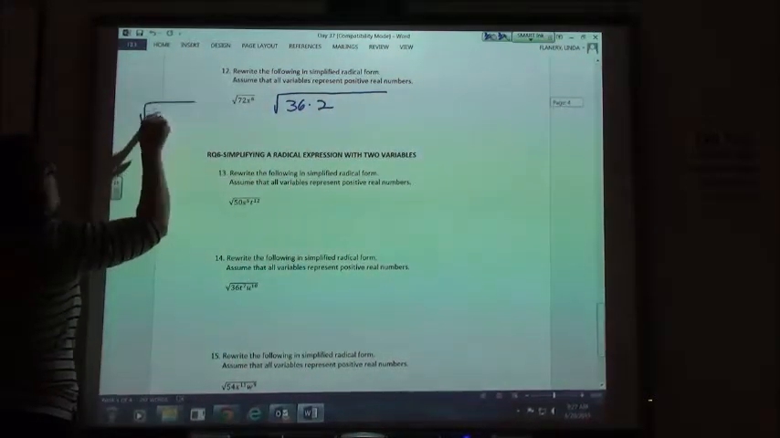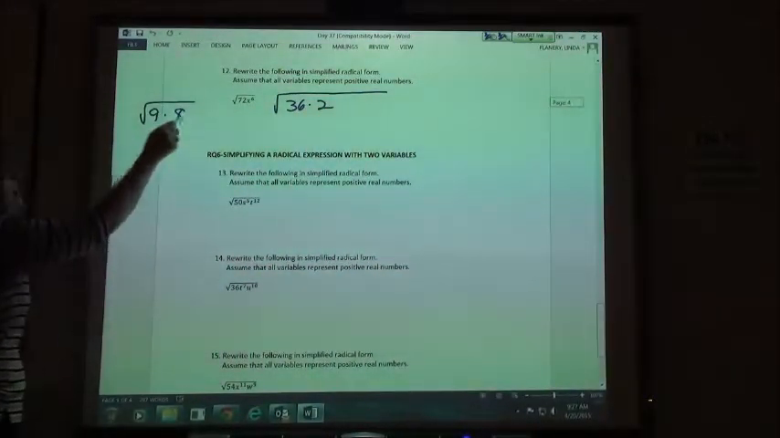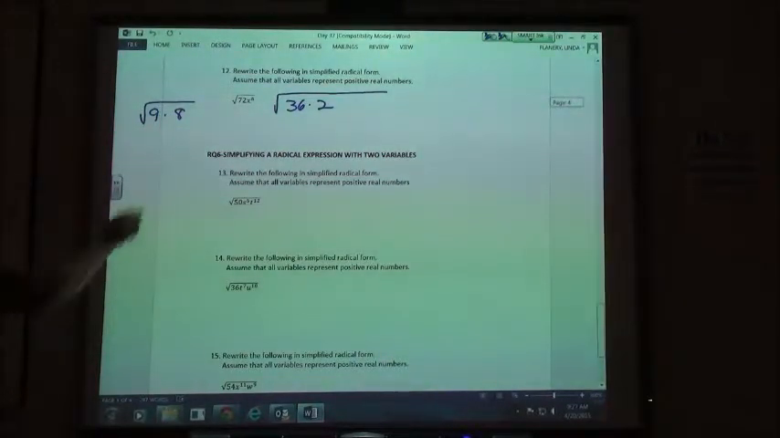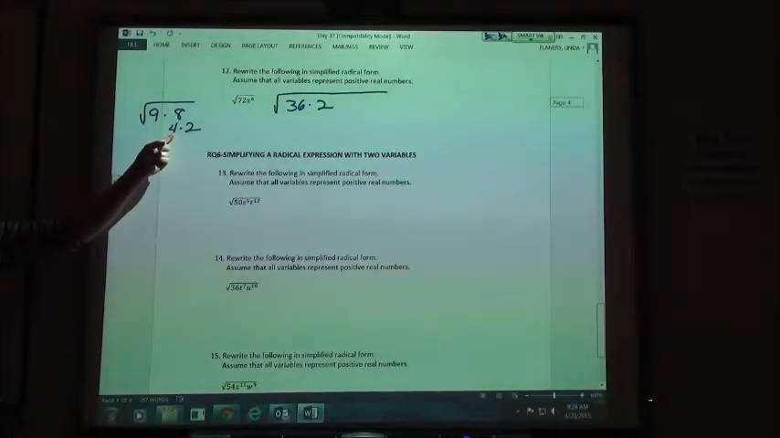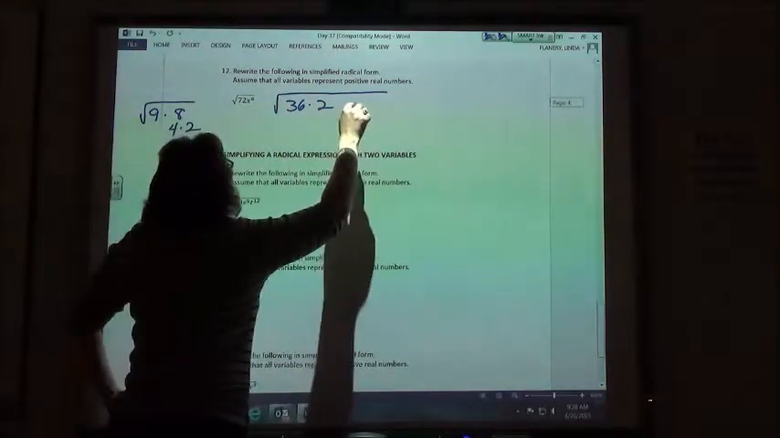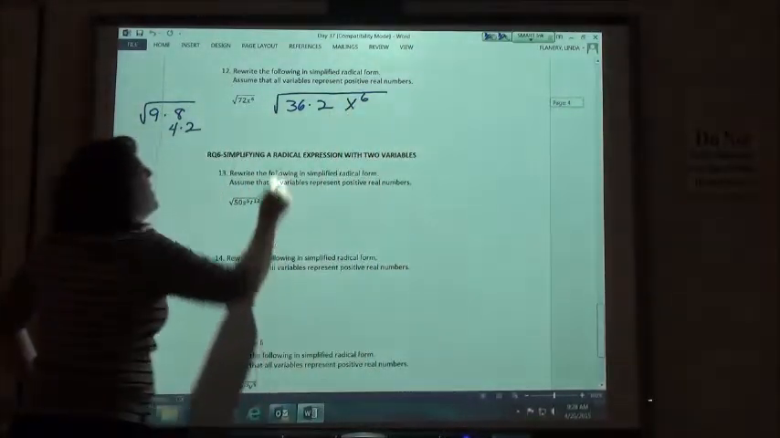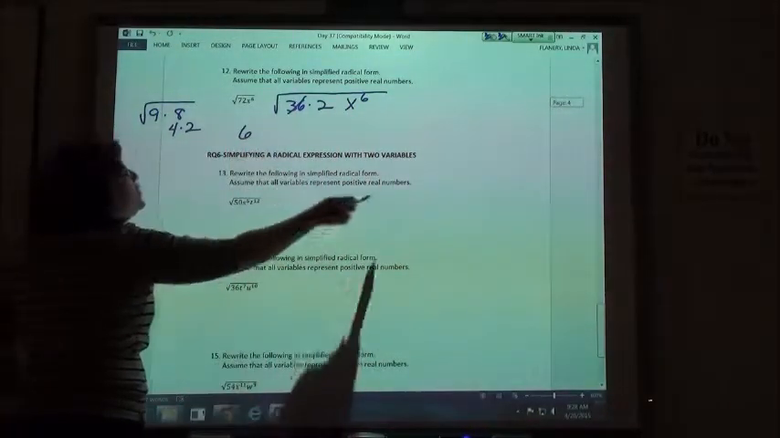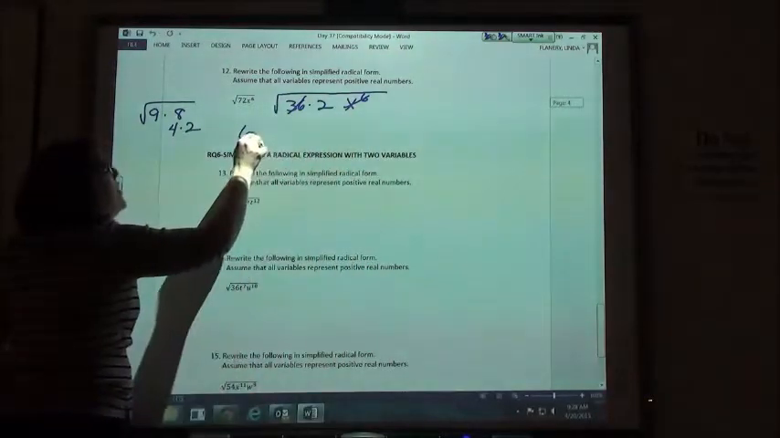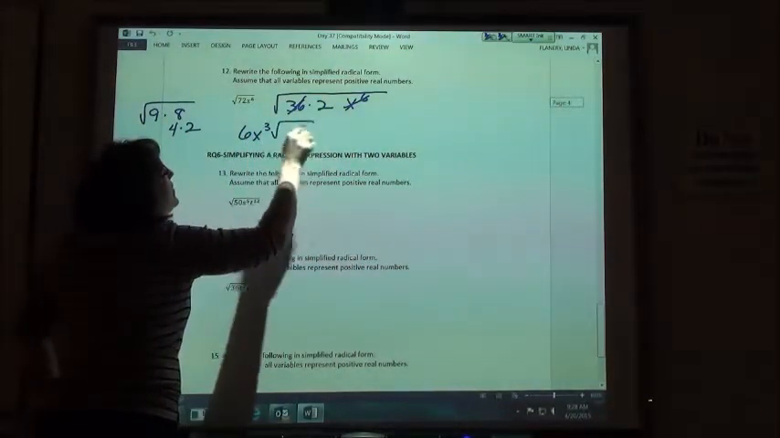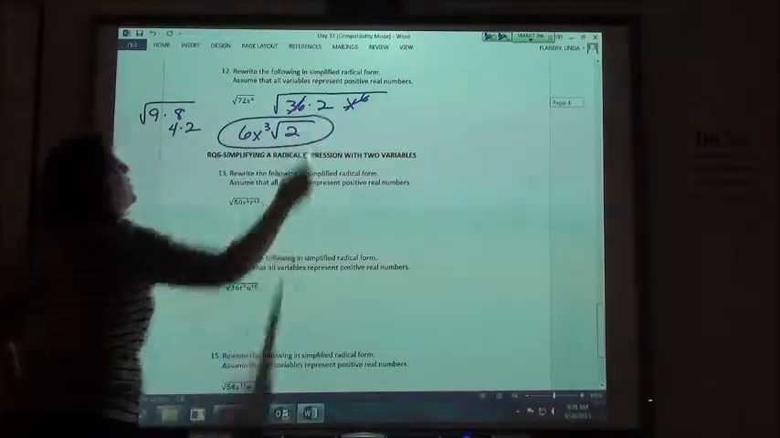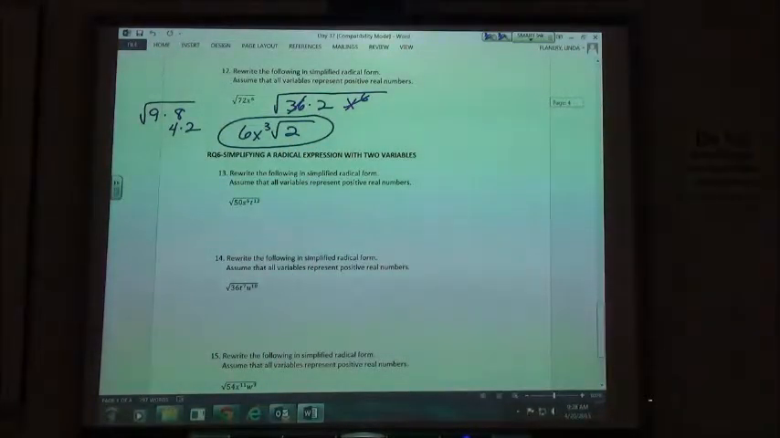If I would do 9, I would say 9 times 8, but then 8 would have to be factored again because that's 4 times 2. And then I could take out the square root of 9 and the square root of 4, which happens to give me the same thing as if I do the square root of 36. So if you find the biggest one, it just makes your work easier. So square root of 36 is 6. The square root of my x to the 6th would be x to the 3rd, and then I've got the square root of 2 left over. So 6x cubed square root of 2.